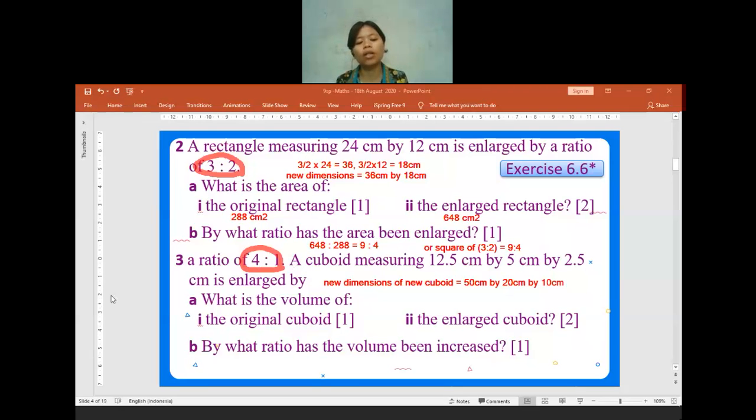So now let us find the volume. The volume of original cuboid, it will be how many? Volume, we need to multiply 12.5 times 5 times 2.5. How many will it be? Anyone already find the answer? 156.25. Okay, it will be equal to 156.25 centimeter cube. Now what is the volume for the enlarged cuboid?